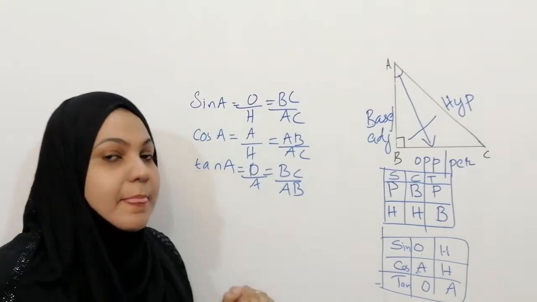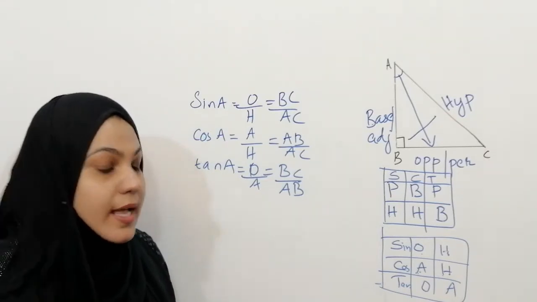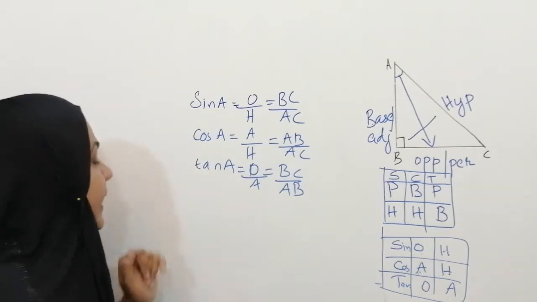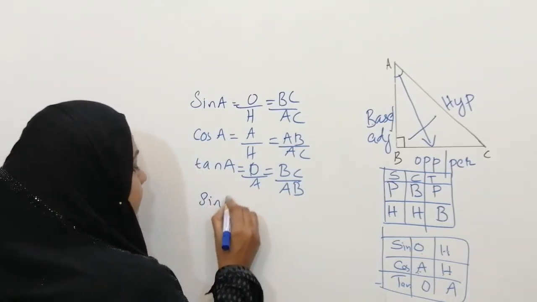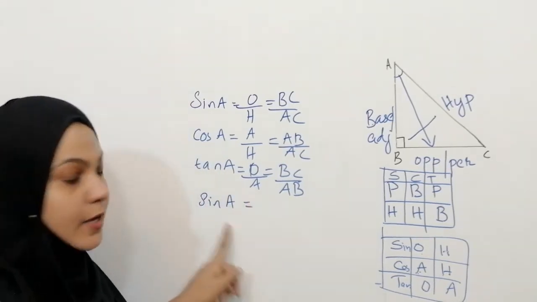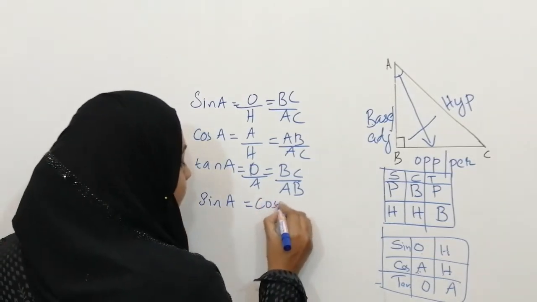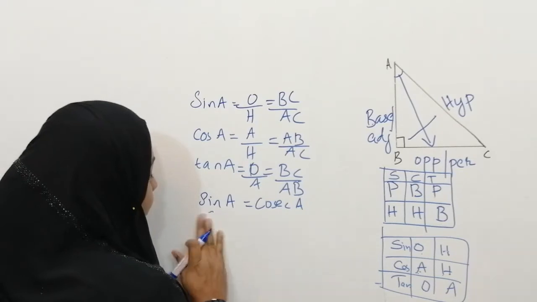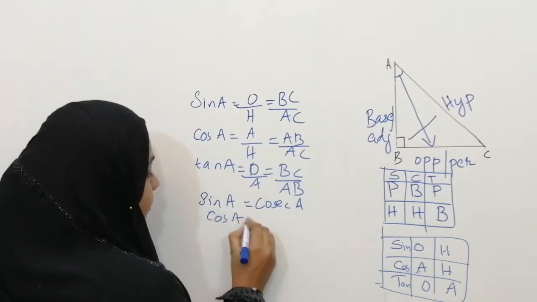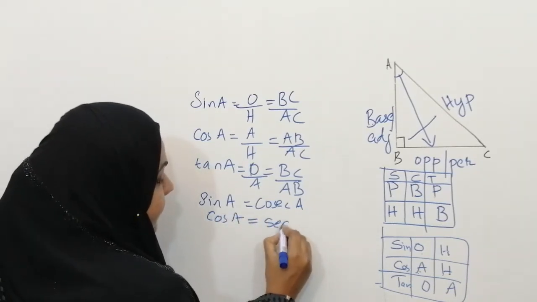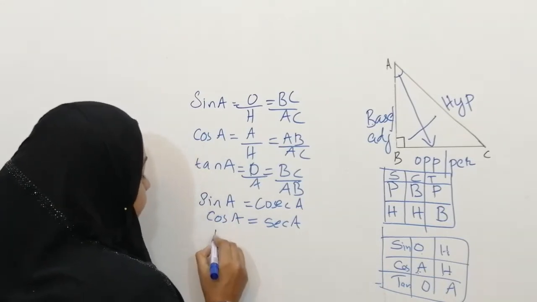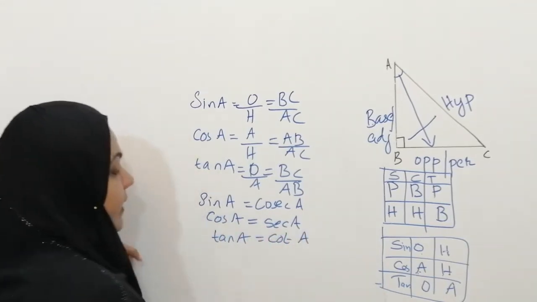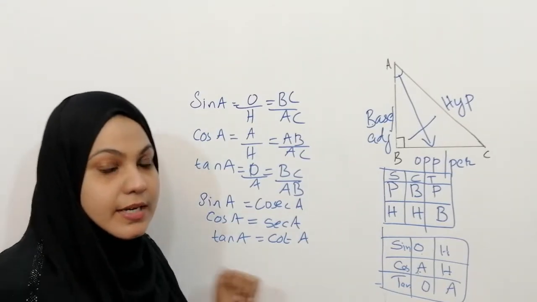So now I will say cosec, sec and cot are the reciprocal of these. So sine A. So what is the reciprocal of sine A? Cosec A is the reciprocal of sine A. Next is cos A. Sec A is the reciprocal of cos A. Cot A is the reciprocal of tan A. So there are 6 trigonometric ratios.